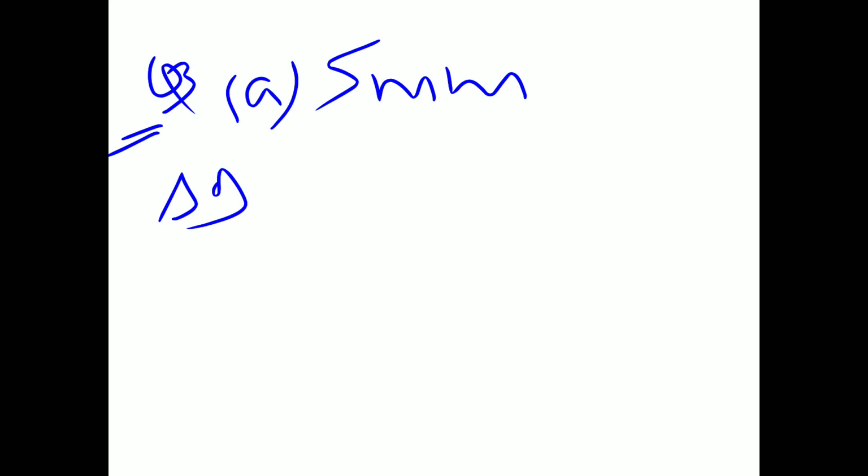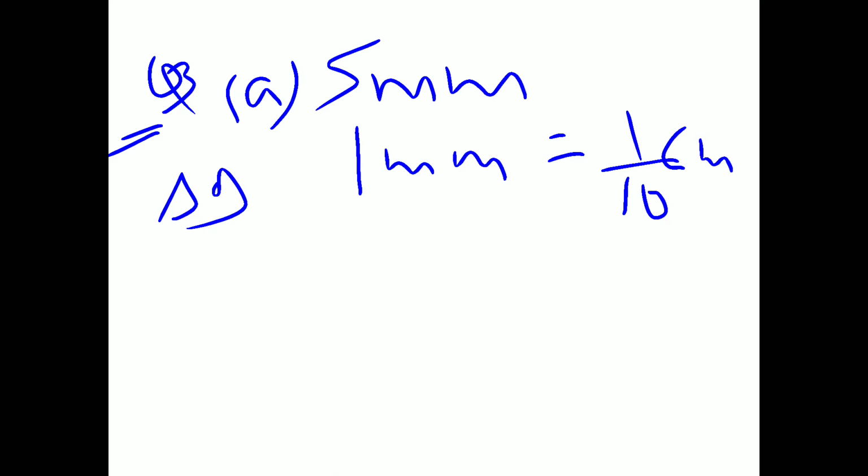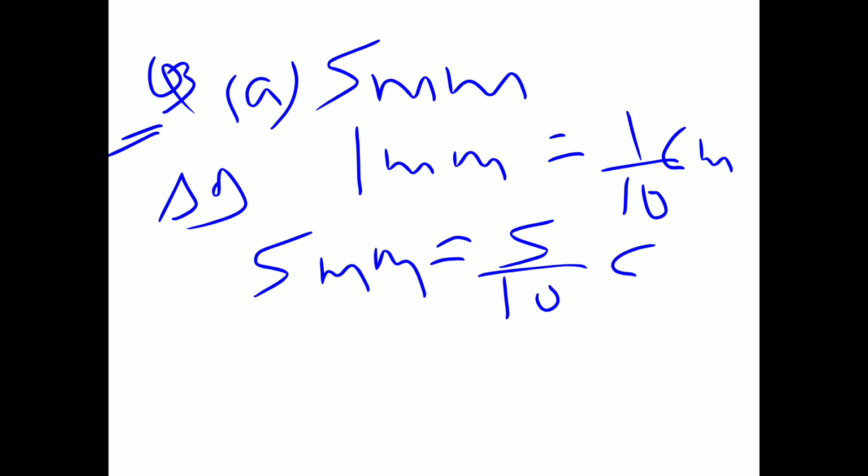Now see, 1 millimeter is equal to 1 upon 10 centimeter. Clear? Now 5 millimeter is equal to 5 upon 10 centimeter. So there is one 0, so the decimal will come after one number. So the answer is 0.5 centimeter. Clear? Now I will do one more part for you.